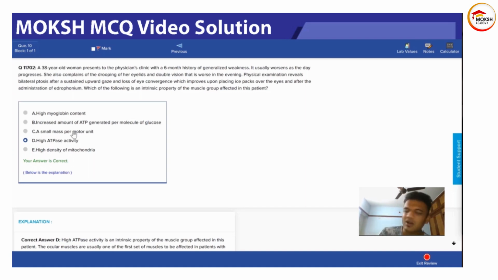So option E means red muscle. Small mass per motor unit, again red muscle. Increased amount of ATP generated per molecule, again oxidative, red muscle. And high myoglobin, again red muscle. So only option D is white muscle.